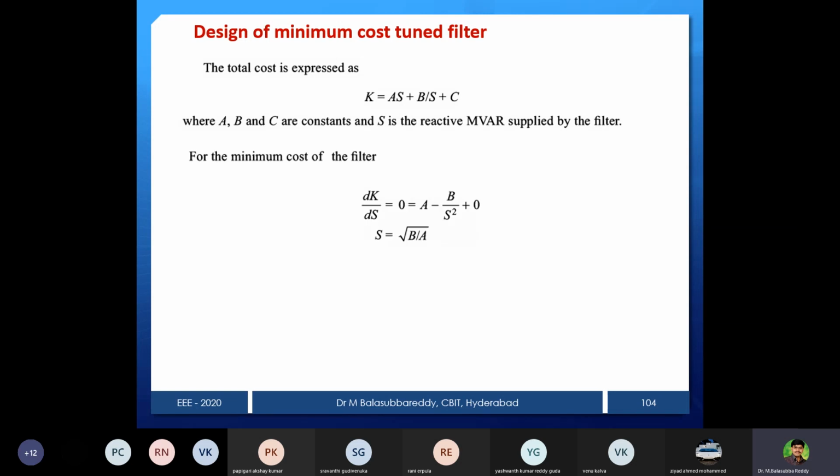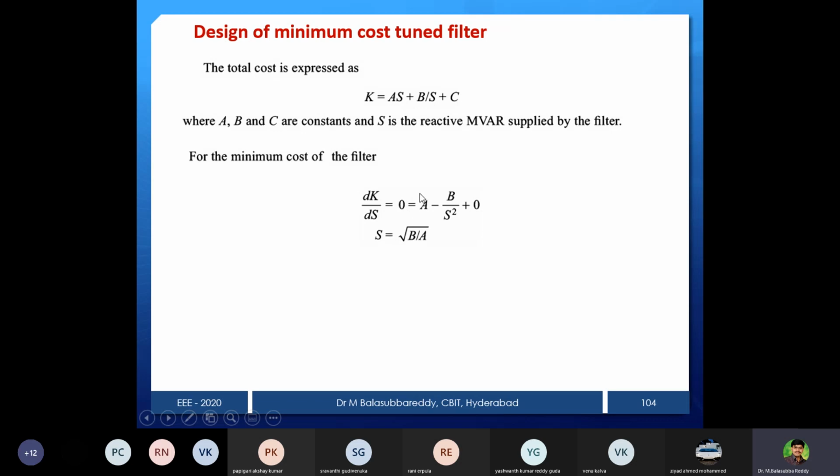And now what is our requirement? Minimum cost. So we will get the minimum value. If any equation is there, to get its minimum value, what we want is to differentiate and equate it to 0. Here the parameter is S, so differentiate with respect to S and equate it to 0, then I get what S is equal to.